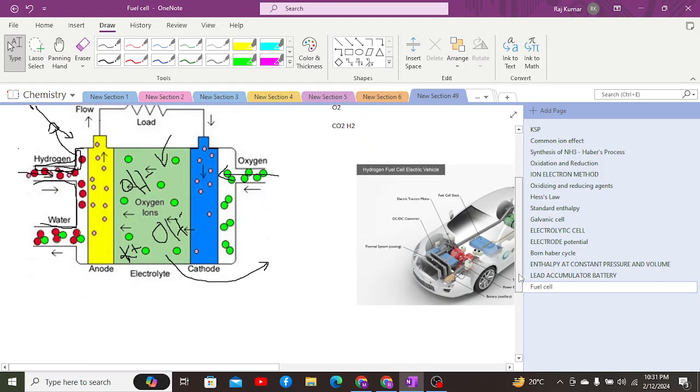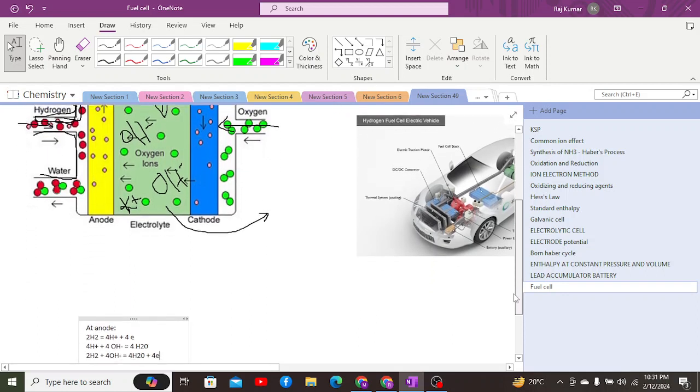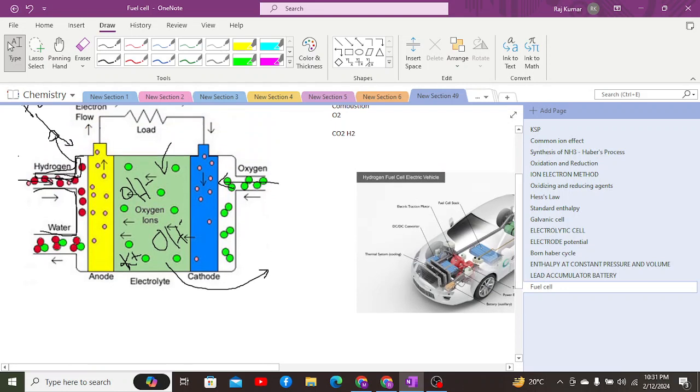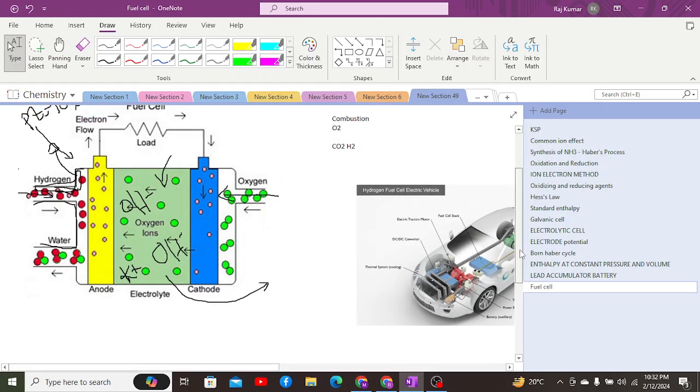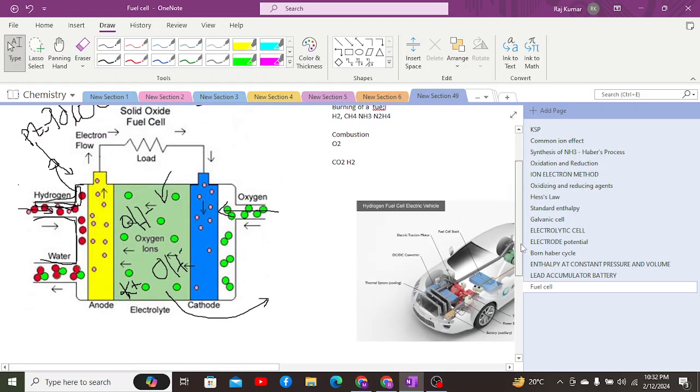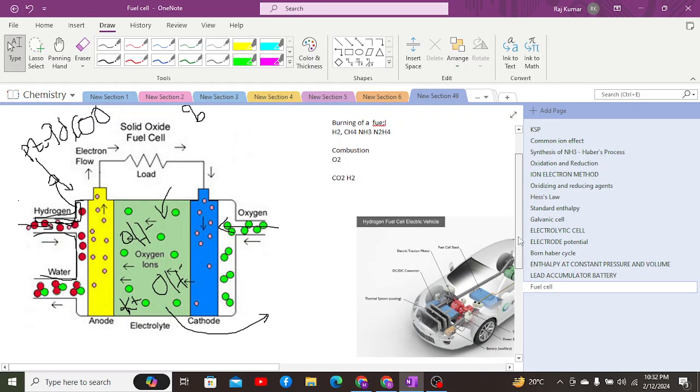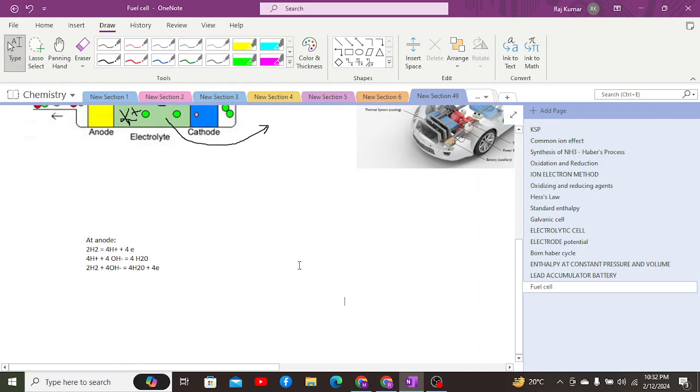Now when it is transferred, this process will occur due to the electronegativity of oxygen, because oxygen is more electronegative, 3.5 as its electronegativity, and hydrogen has 2.1, due to which it will attract the electrons towards it, as a result of which the electrons will tend to move from the anode to the cathode, and thus will cause electron flow, and as a result of electron flow there will be generation of electricity.